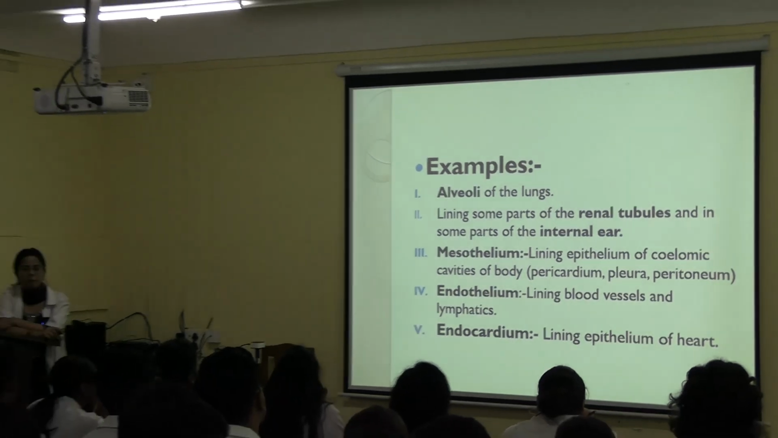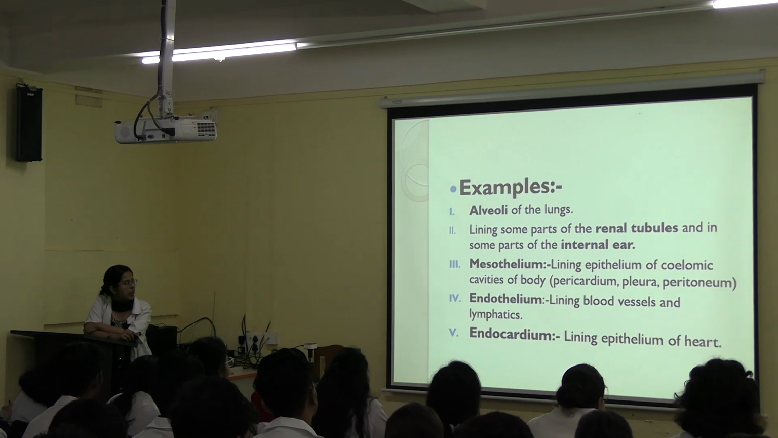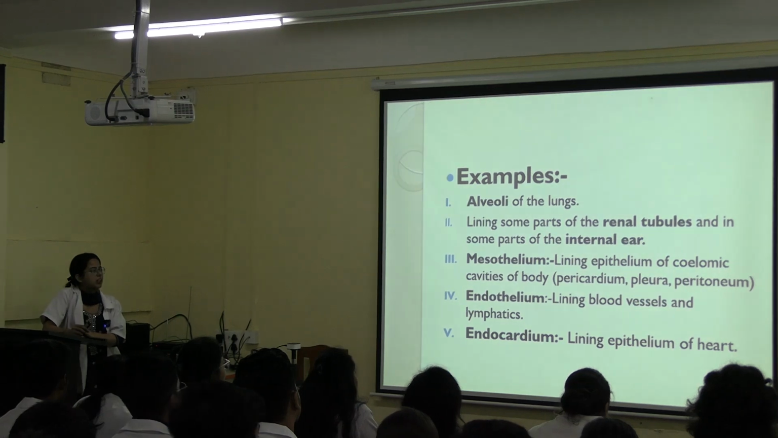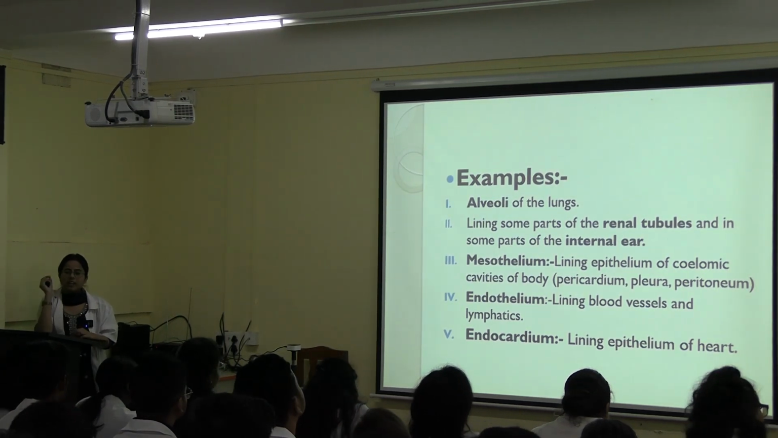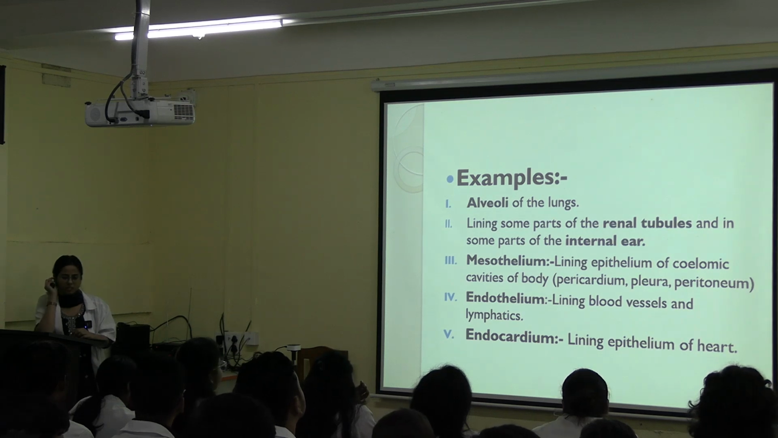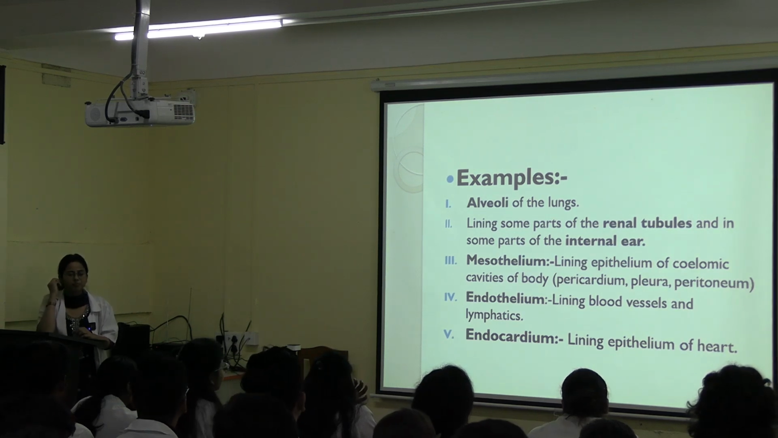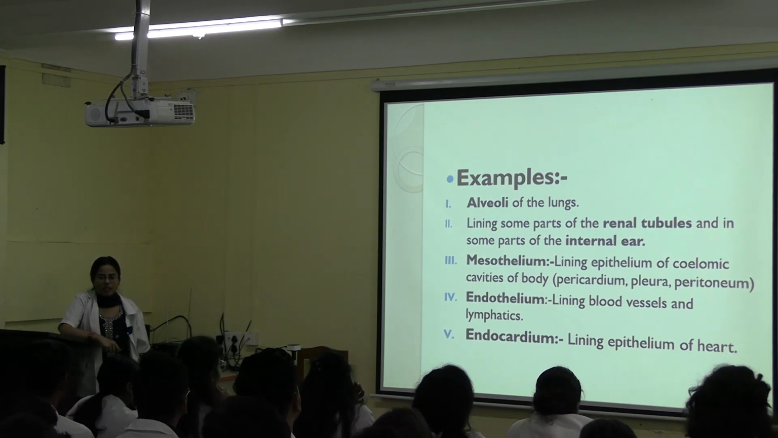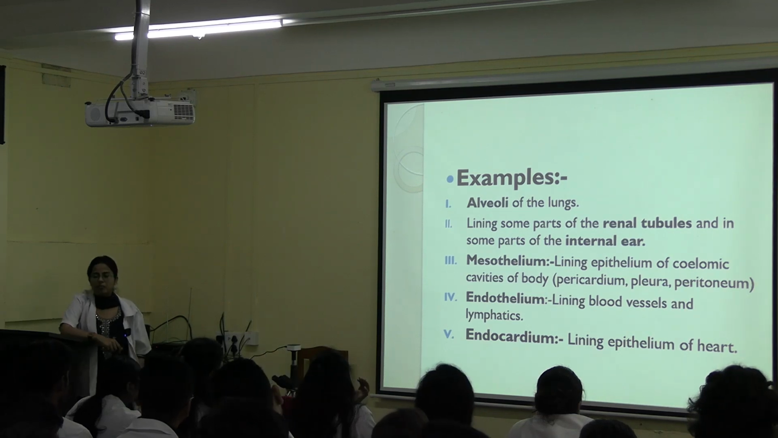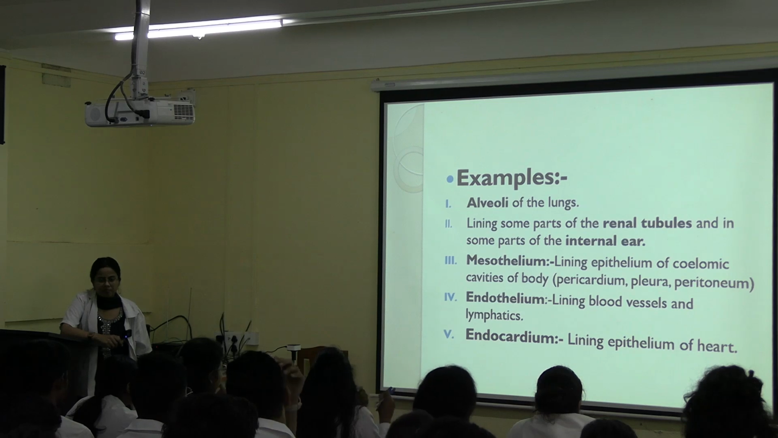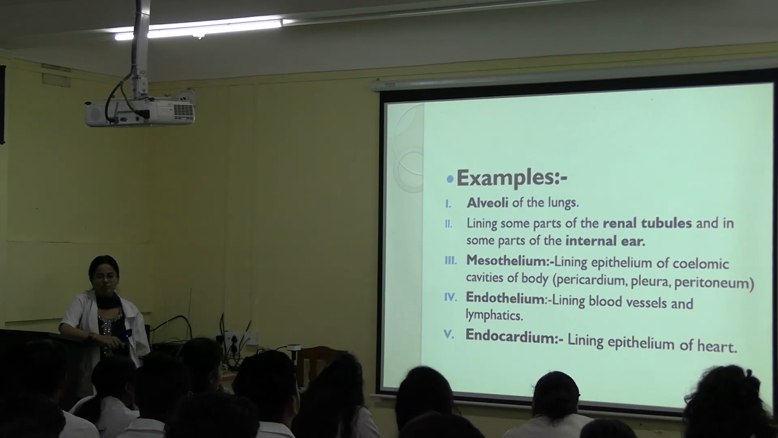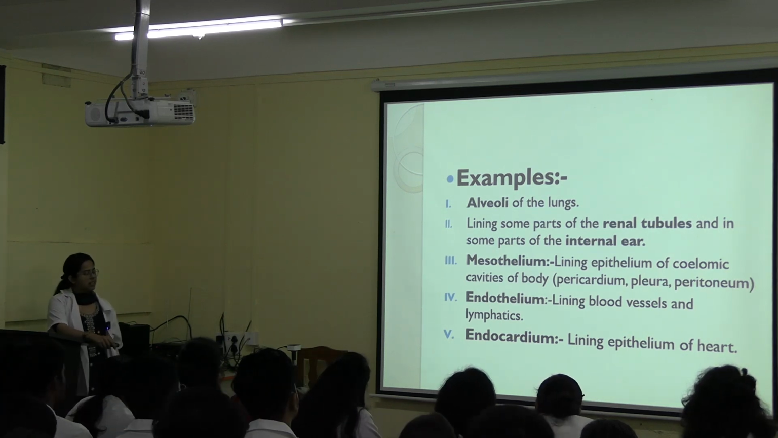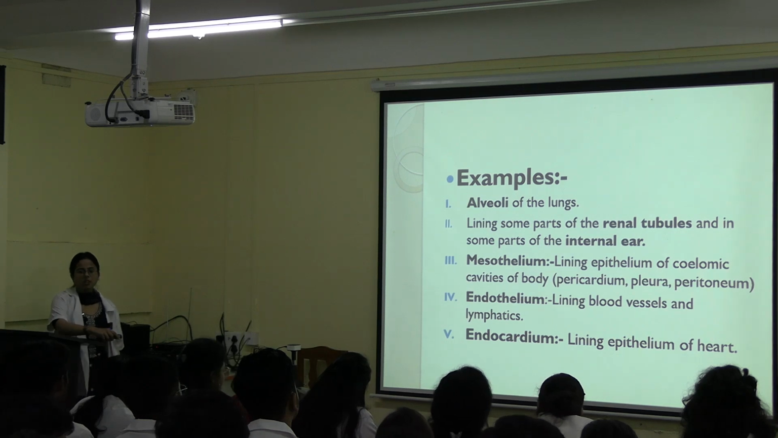Now, what are the examples? They are present in many places like alveoli of the lung, renal tubules, internal ear. What is mesothelium? Mesothelium is basically the lining epithelium of some cavities. Pericardium, where will the pericardium be present? Heart. Pleura? Lungs. Endothelium: the lining of blood vessels and lymphatics is known as endothelium. You may be asked what type of epithelium the endothelium of blood vessels has. Simple squamous. And endocardium, lining of the heart. So these are the places where simple squamous epithelium is present.